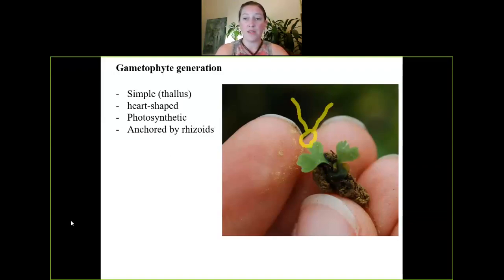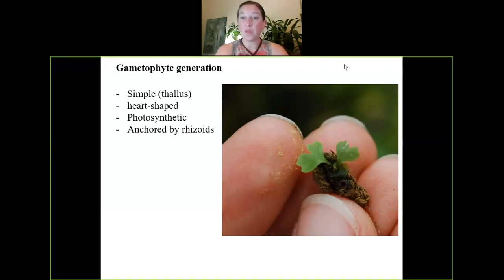But this, oh, that looks funny. That's from the apical notch. Okay. Yeah, but the point is just this little thing here. This is how very small they are. This part here is the gametophyte plant.